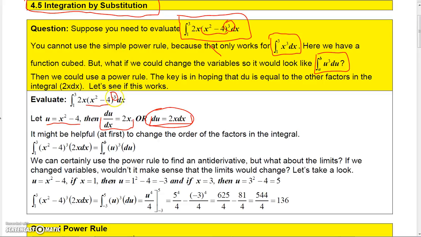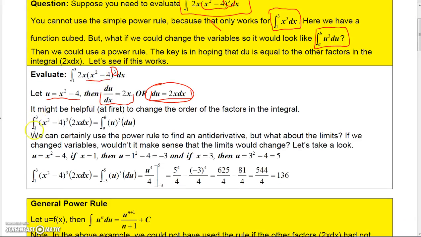Okay, so if we let u be this, I like to rearrange my integrals when I'm doing this u substitution so you can actually see the u to the power and the du. Right here you can see that that is actually u cubed, right? Remember u is x squared minus 4, so that's actually u cubed. And then if you slide that over here, you can see that this part is just du. So basically I'm able to write this integral as u cubed du from a to b.